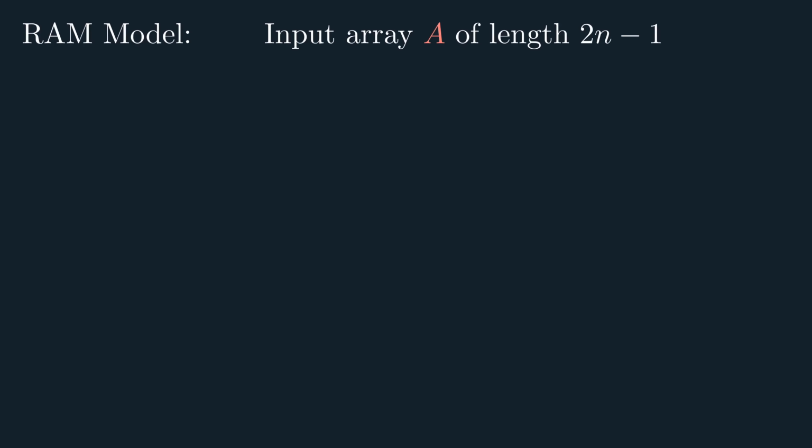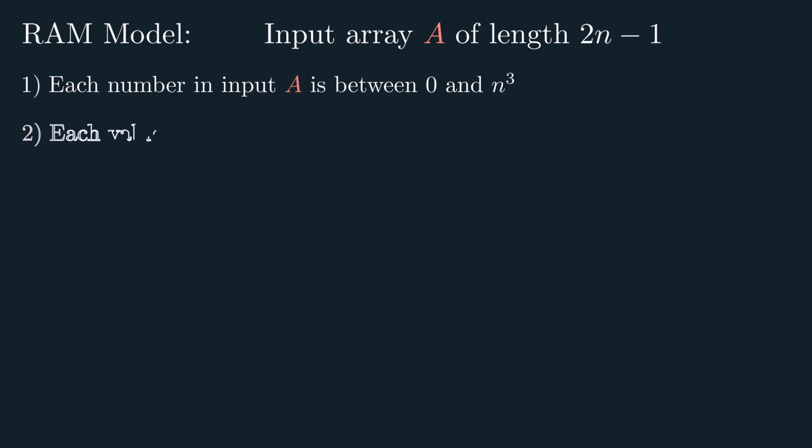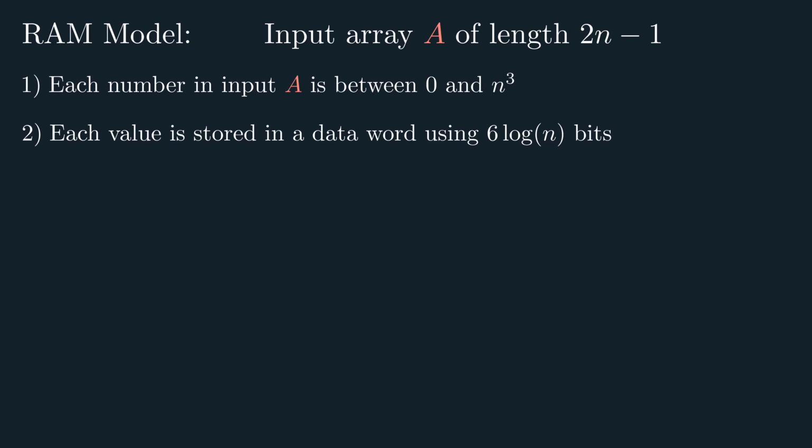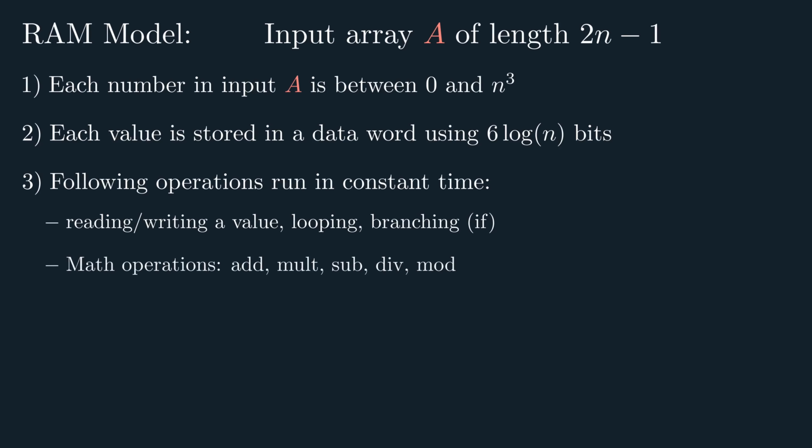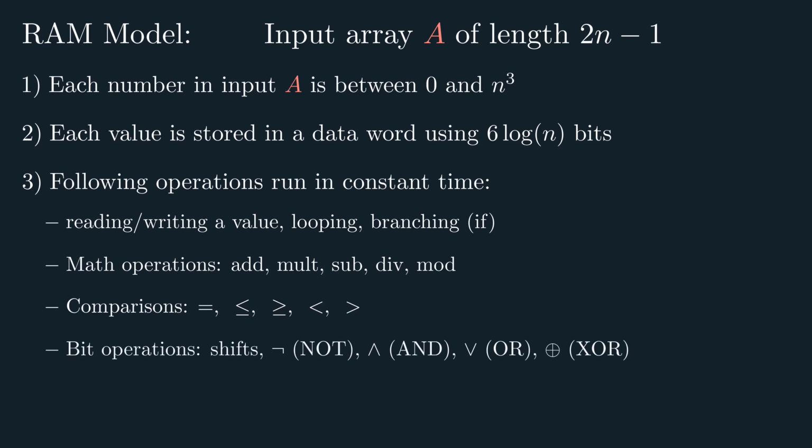We assume that our n numbers are all between 0 and n to the 3 and are stored using 6 log n many bits. Further, the following operations can all be performed in constant time: reading and writing a value, looping or branching, basic math operations like addition, multiplication, subtraction, division, and modular arithmetic, comparison operations, bitwise operations like bit shifts, negation, and, or, XOR.